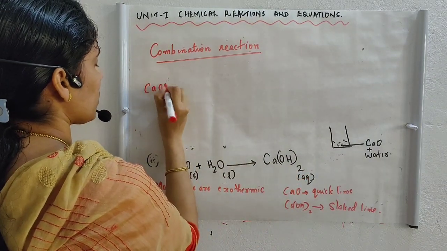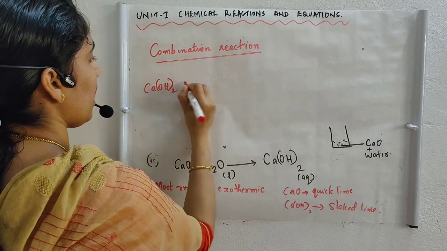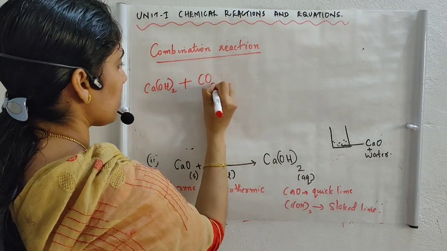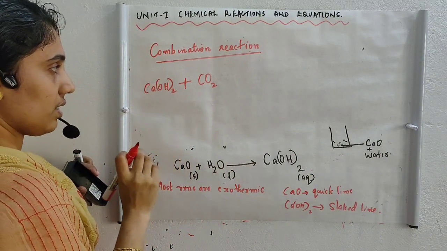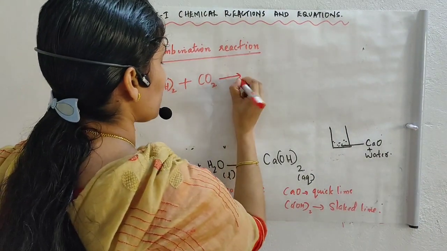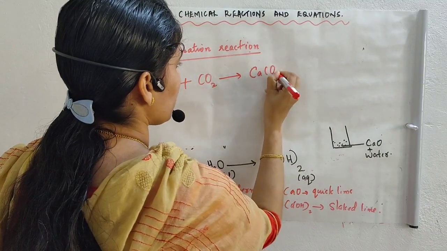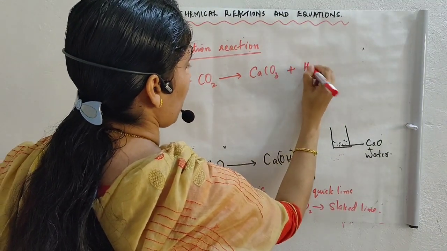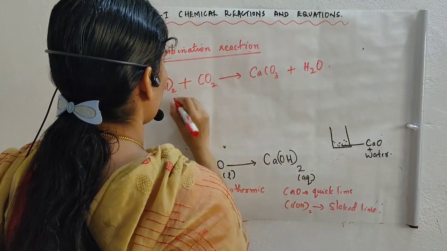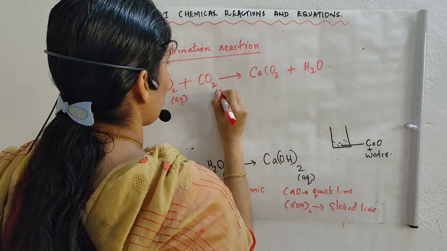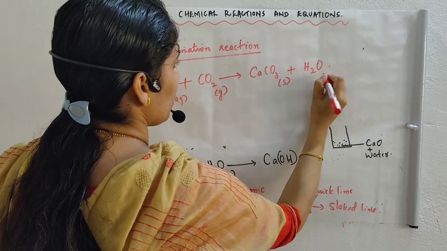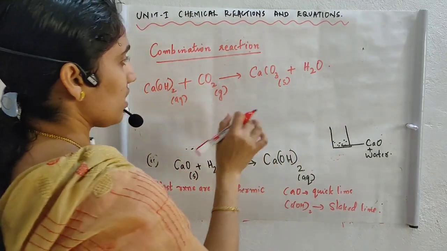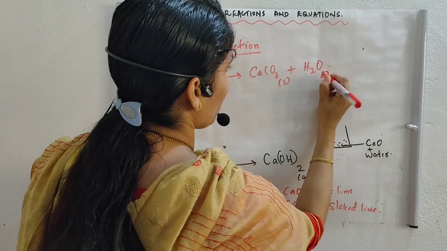So Ca(OH)2. After whitewashing, calcium hydroxide slowly combines with the carbon dioxide in the atmosphere and forms calcium carbonate plus water. Calcium hydroxide is aqueous, carbon dioxide is gaseous, calcium carbonate is solid, and H2O is liquid.